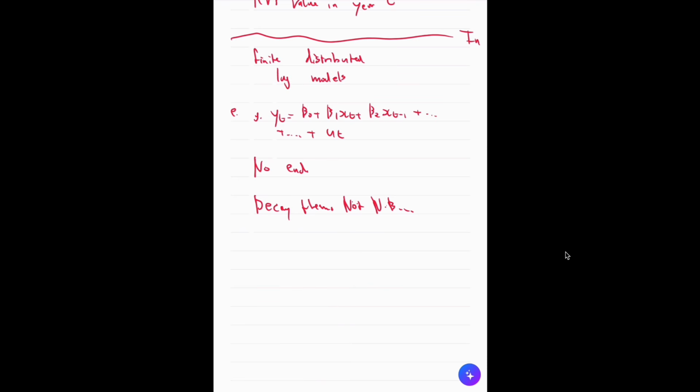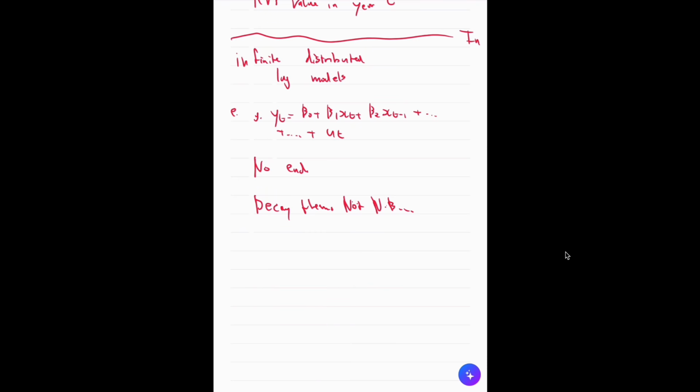Infinite distributed lag model. So if you have the dependent variable in year t as a function of the explanatory variable in year t minus 1, minus 2, minus 3, minus 4, minus 5, and just on and on and on with no end, right? That is an infinite distributed lag model.